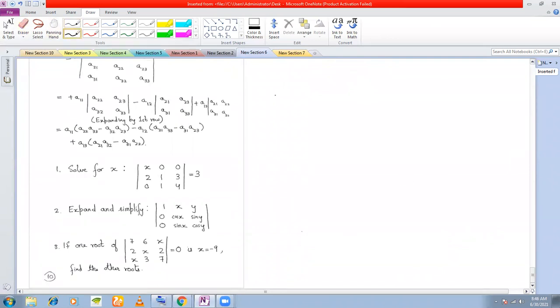Expand and simplify. So number 2, I start by saying let delta is equal to 1 x y, 0 cos x sin y, and 0 sin x cos y. Okay, I want to find out the value of this determinant. Which row or which column should I choose? I should choose the first column, isn't it? Because I see there are 2 zeros along this column, right?